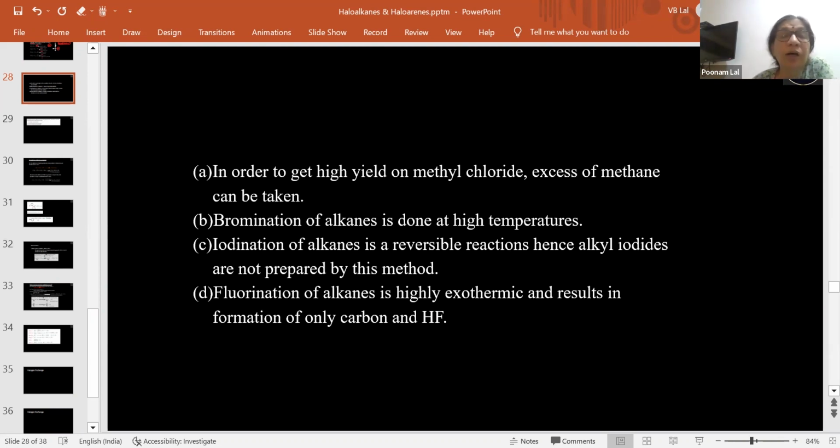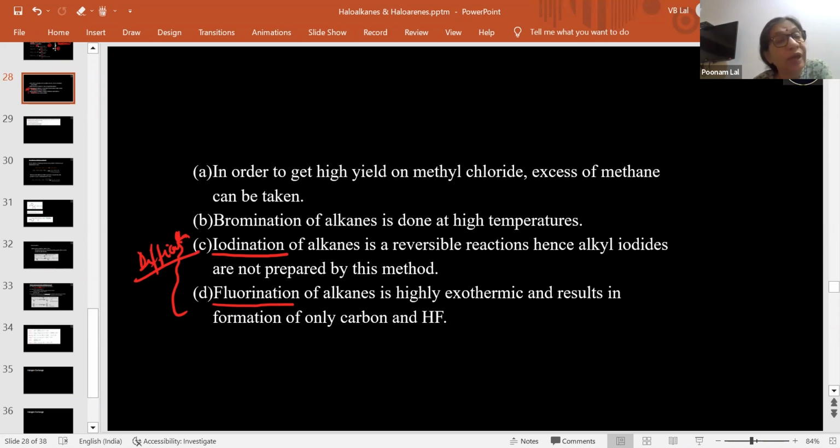Now you can manipulate the conditions in order to get one product or the other. Like if you want to get a high yield of methyl chloride, use excess of methane. Bromination, just like chlorination of alkanes, is done at high temperatures. You can also use high temperature to bring about this reaction. Iodination and fluorination, these two are very difficult. You can't substitute iodine and fluorine, because fluorine is very, very reactive. So you can't get alkyl halides.